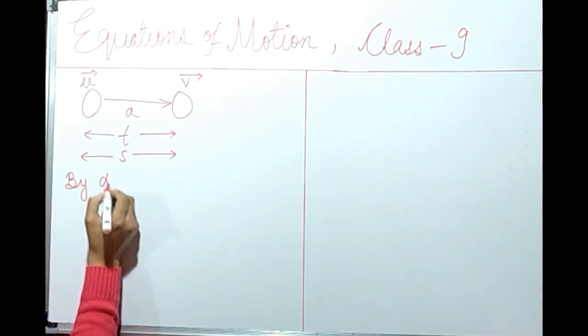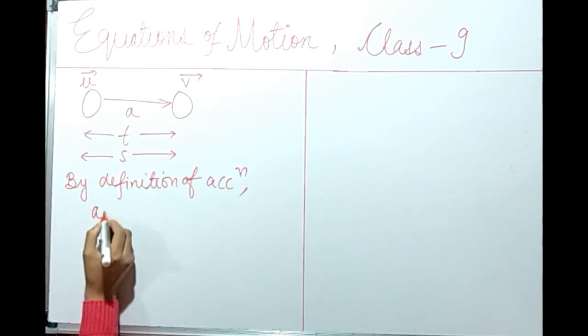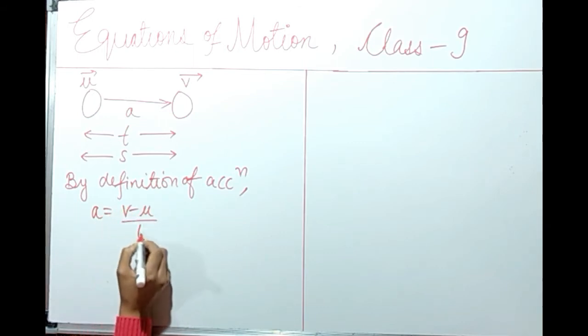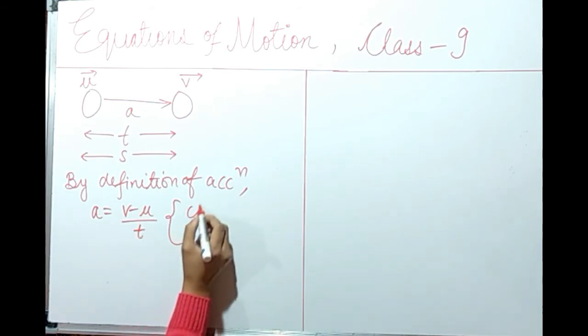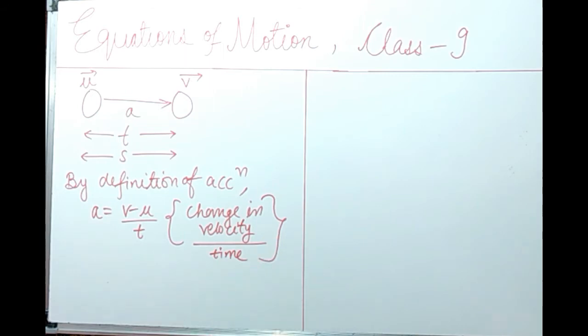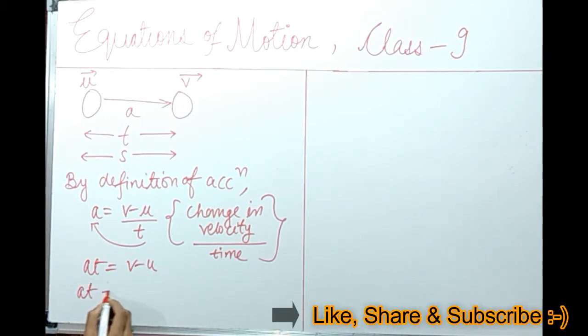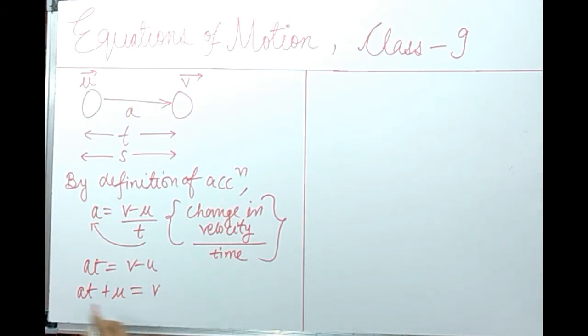By definition of acceleration, a is (v minus u) by t, that is final velocity minus initial velocity by time. It can also be written as change in velocity upon time. Take this t here: at equals v minus u. Bring this u here: at plus u equals v, and this is nothing but our first equation of motion, v equal to u plus at. Here we have got our first equation of motion.